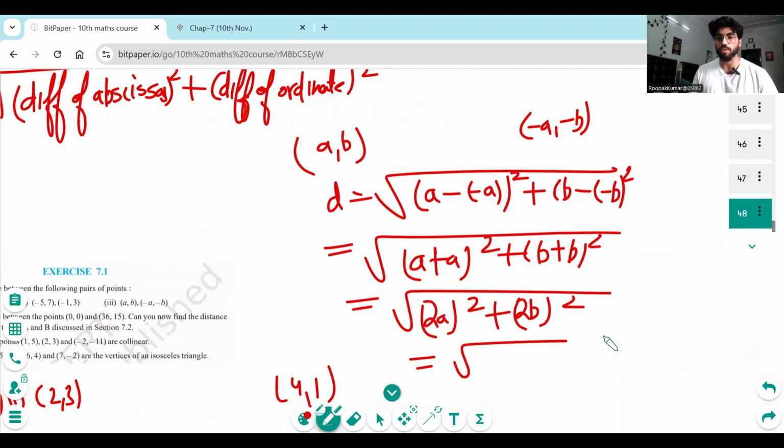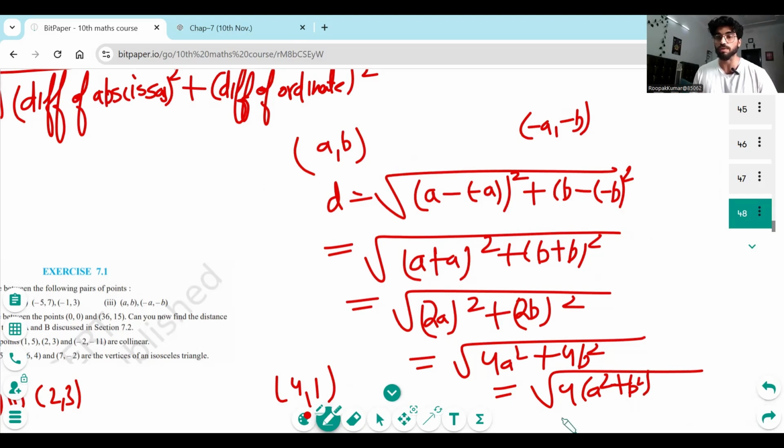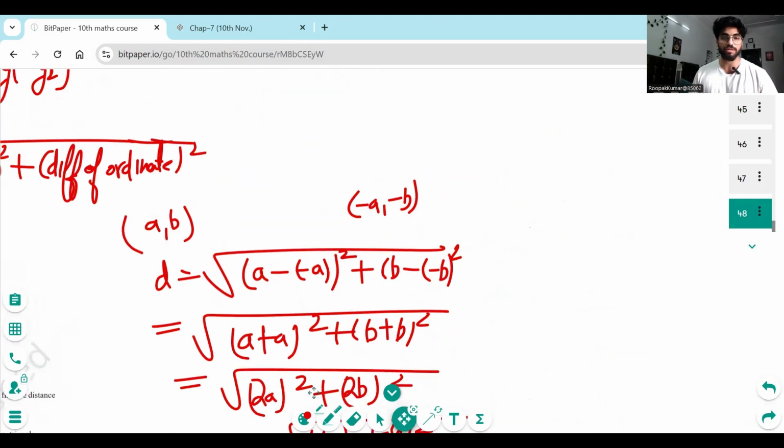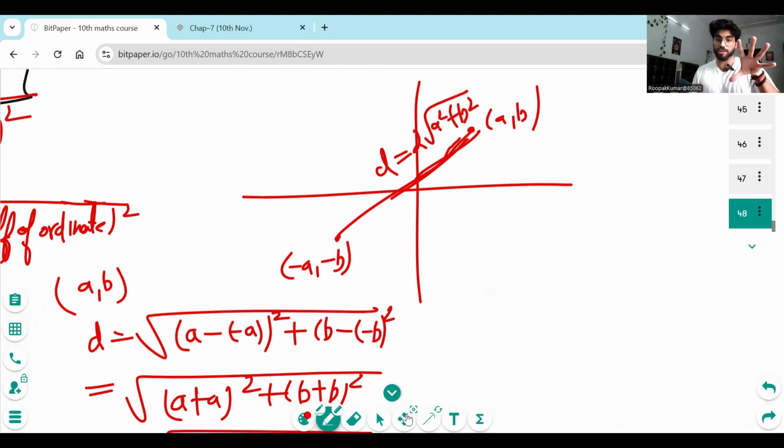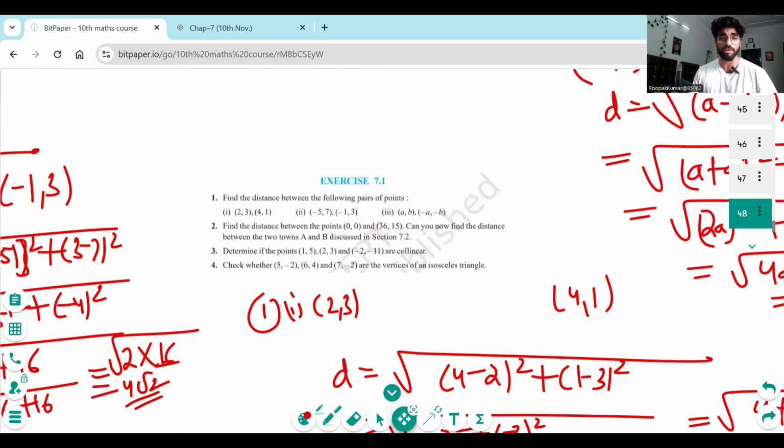So this will be 4a squared plus 4b squared. 4 will be common, so a squared plus b squared, and 4 came out common. And then the square root of 4 is 2. So 2 root of a squared plus b squared. In a way, if you want to picture this, the positive one is in the first quadrant and the negative one is in the third quadrant. And that is the distance that you have calculated, which is twice root a squared plus b squared. Okay, this is if you want to picture this. So all the three parts are done.